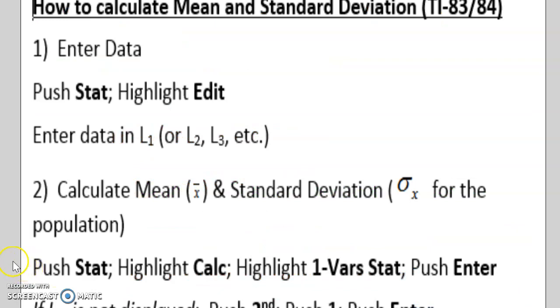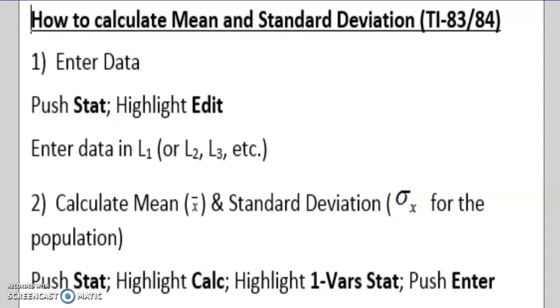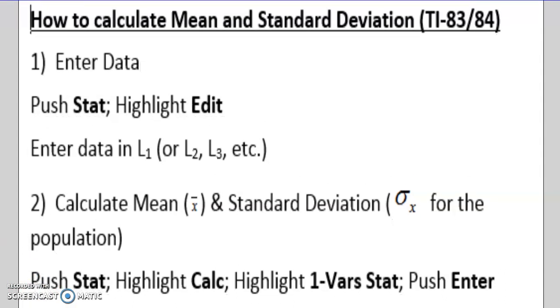All right, so I want to show you these are the steps as to how your calculator can actually calculate the mean, the average, or standard deviation. So you would enter your data in your stat menu in your L1 or L2 list. And then by basically pushing stat, highlighting calc, and hitting option 1 var stat, and pushing enter, it will calculate the mean and standard deviation for you.